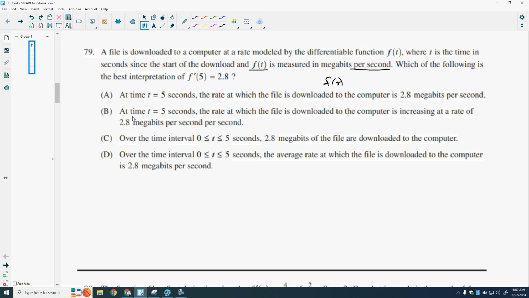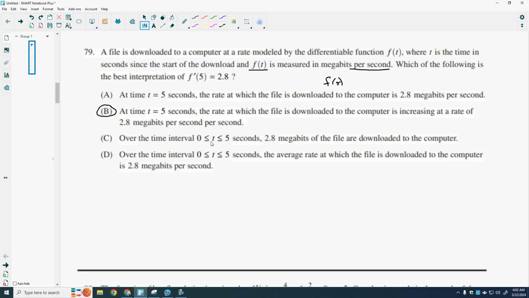Question B. At time t equals 5, the rate at which the file is downloaded to the computer is increasing. Okay, now we're talking about the rate at which the rate is changing, and it's increasing at a rate of 2.8. Is that true? Is it increasing? Yes, because my rate is positive. So right now I think it's B. I just want to double check and make sure I'm not missing something.